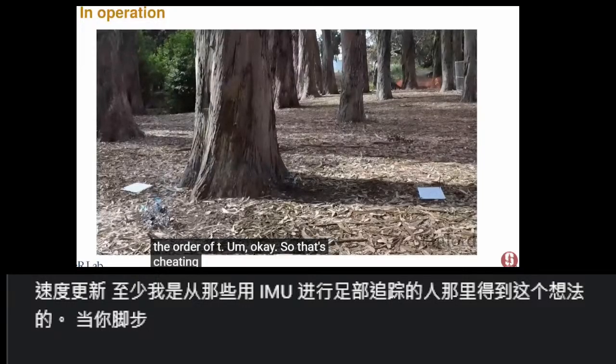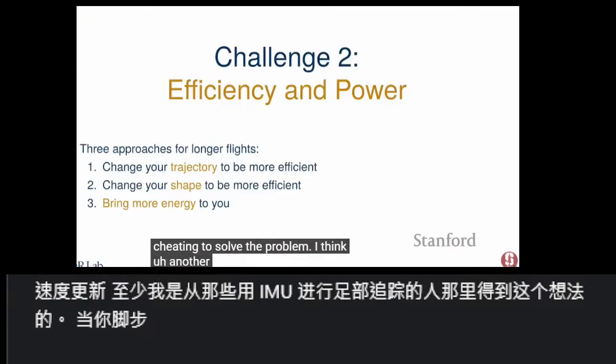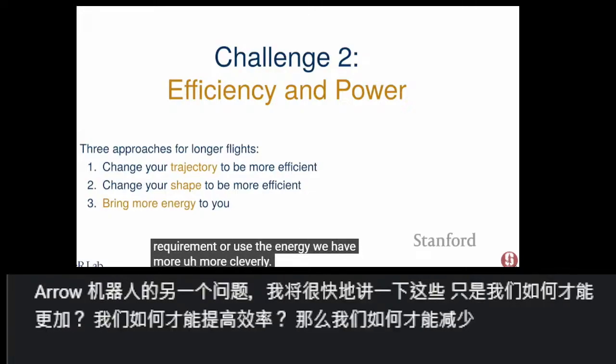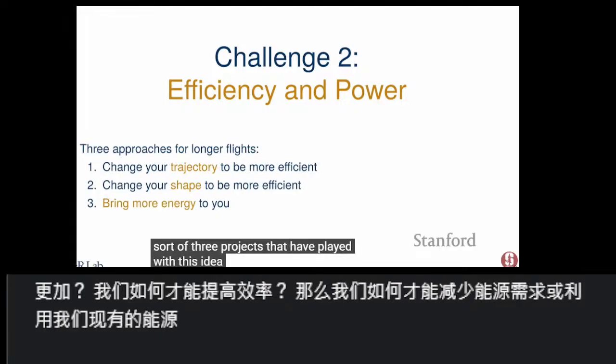Okay, so that's cheating to solve the problem, I think. Another problem that we always have with aerial robots, I'm going to go fairly quickly through these, is just how can we be more efficient? So how can we reduce energy requirement or use the energy we have more cleverly? So again, there's sort of 3 projects that have played with this idea, sort of much the same way.